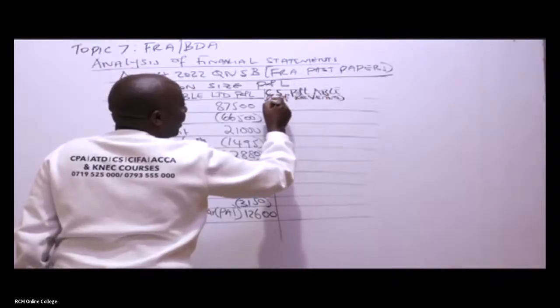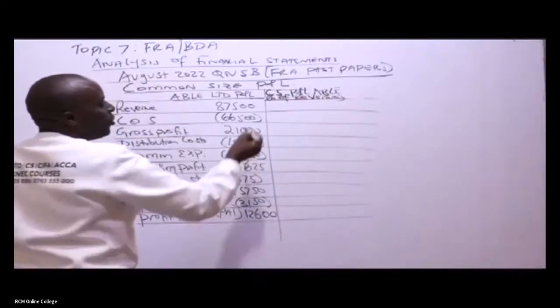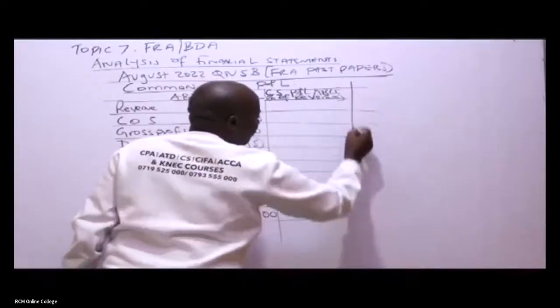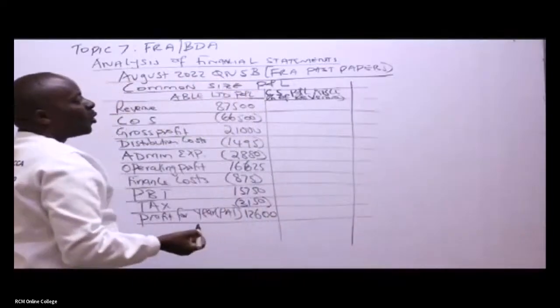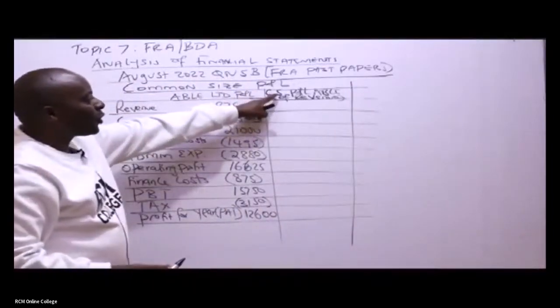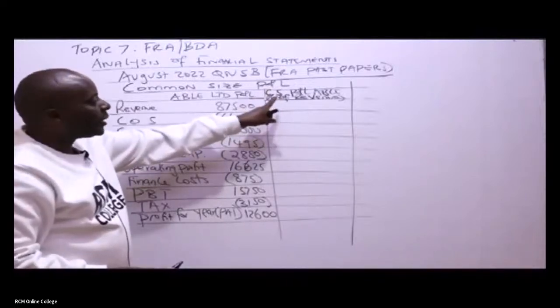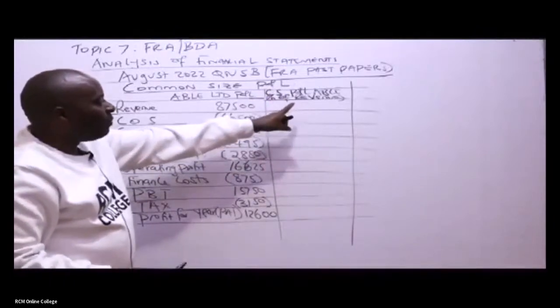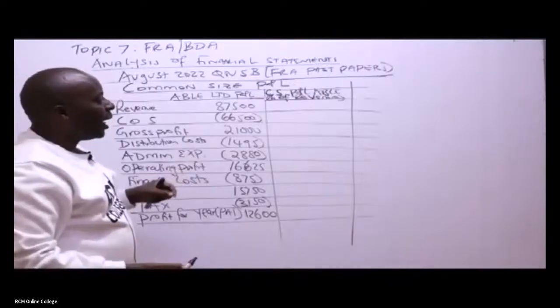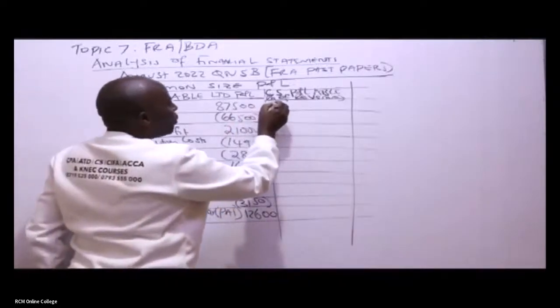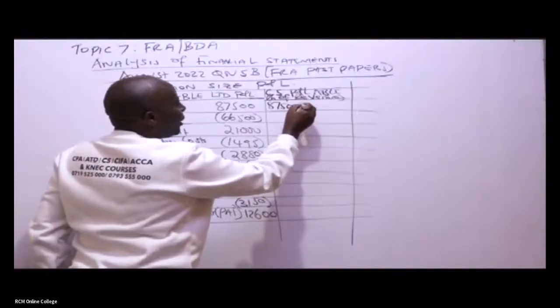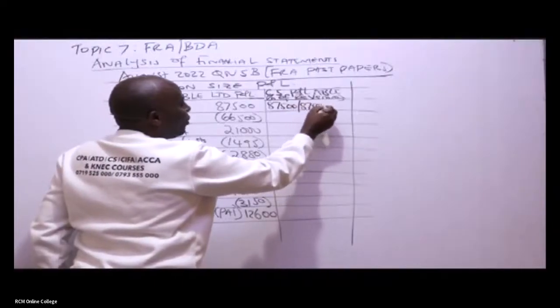Everything is to be given as a percentage of revenue. So let's first of all finish for AB. CS stands for common size. Common size profit and loss for AB. Like the first one, this will be 87,500 over 87,500.